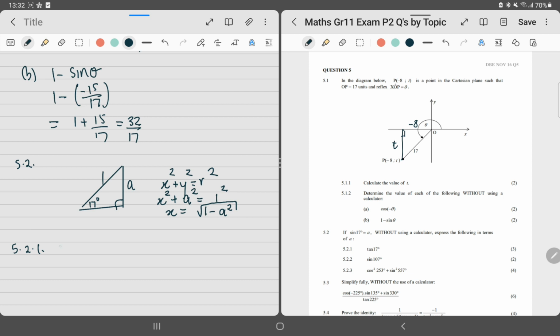5.2.1. Tan of 17. This is the square root of 1 minus a squared. So tan is opposite over adjacent. It's a all over the square root of 1 minus a squared.